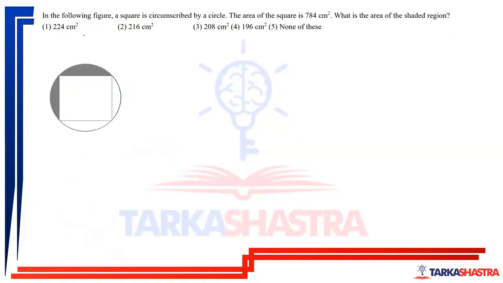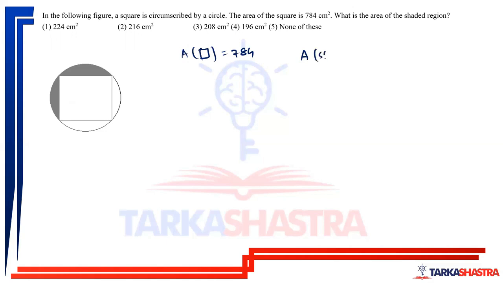Moving forward. In the following figure, a square is circumscribed by a circle. The area of the square is given to us as 784. What is the area of the shaded region? Okay, very easy. Now, for that, I'll have to find out the radius of the circle, and the side of the square is maybe not needed. Okay, चलो देखते हैं.